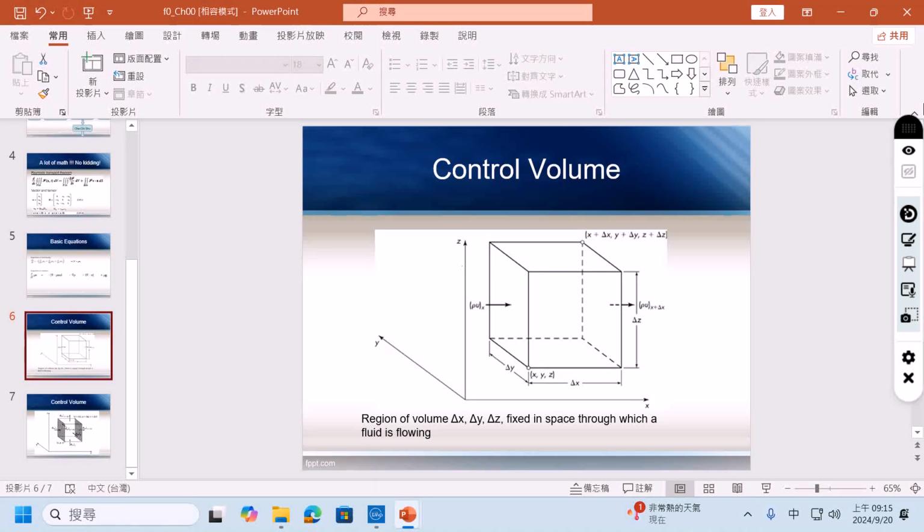So the question is, if this one equals 0, is it possible to be a compressible flow? Let me give you an example. Probably in that way. Let me seek help from Google.